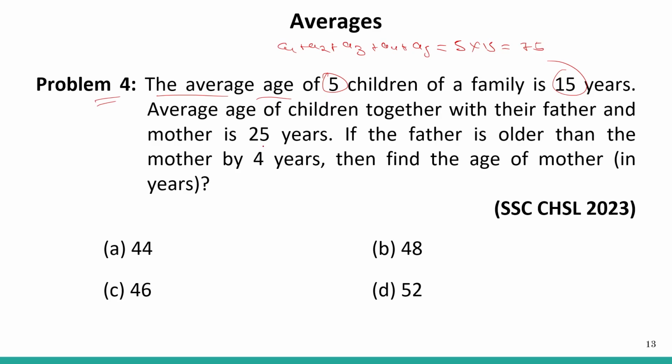The average age of the children together with their father and mother is 25 years. So A1 plus A2 plus dot dot dot A5 plus F plus M is equal to 7 into 25. This implies that F plus M is equal to 7 into 25 minus 75. So 7 into 25 is equal to 175, minus 75. So this is equal to 100, right?